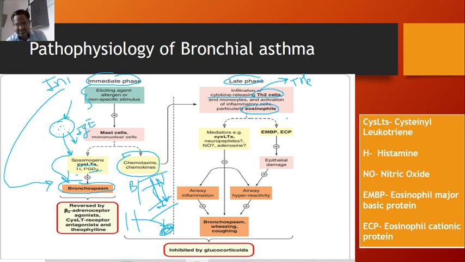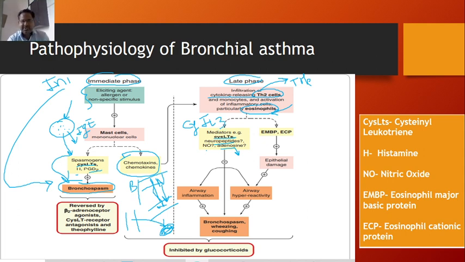So the eosinophil is activated in the late phase, and again it releases various inflammatory mediators such as cysteinyl leukotriene, neuropeptide, nitric oxide, adenosine, which acts on the adenosine A1 receptor, and specifically it also releases various cytokines. The cytokines may be interleukin 3 and interleukin 5. These are released during the late phase of bronchial asthma.